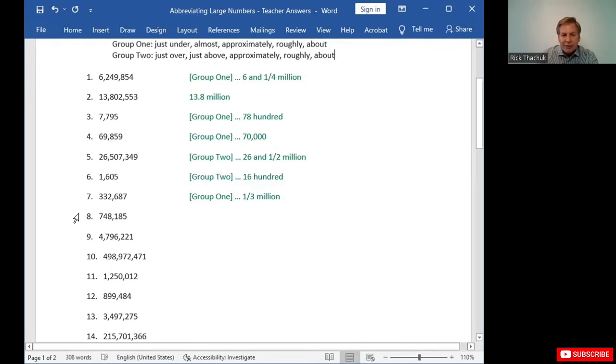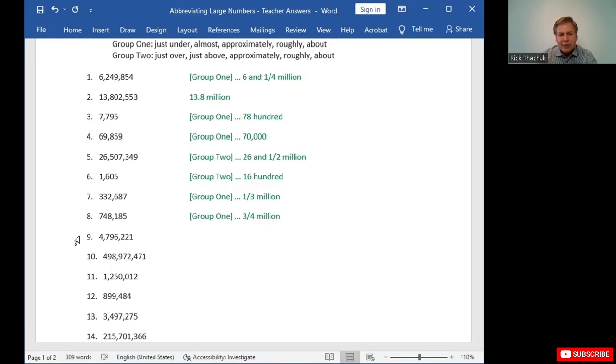Number 8, 748,185. I look at this and I think that's close to a fraction. What fraction is it? Well, it's close to 750,000, which is 3/4 of a million. If I say 3/4 of a million, people immediately know what that number is. It's not quite there, it's just underneath. So anything from group 1 and then 3/4 of a million. So I might say almost 3/4 of a million, or just under 3/4 of a million, or approximately 3/4 of a million.